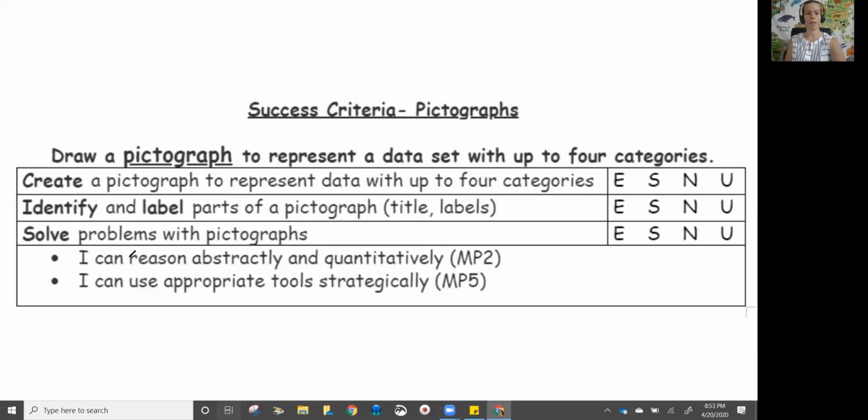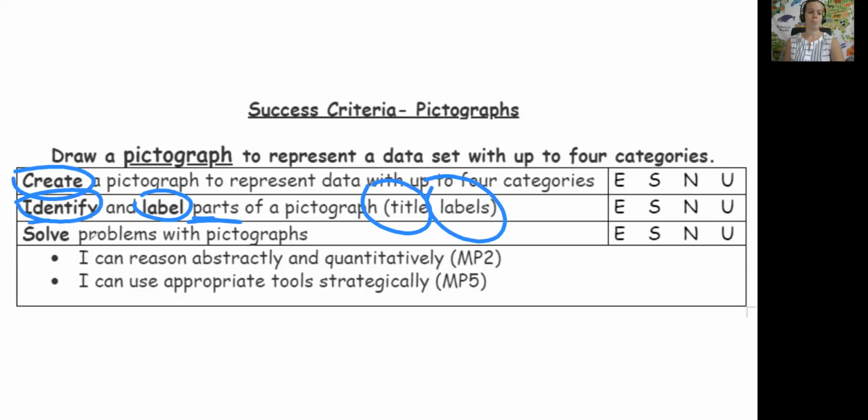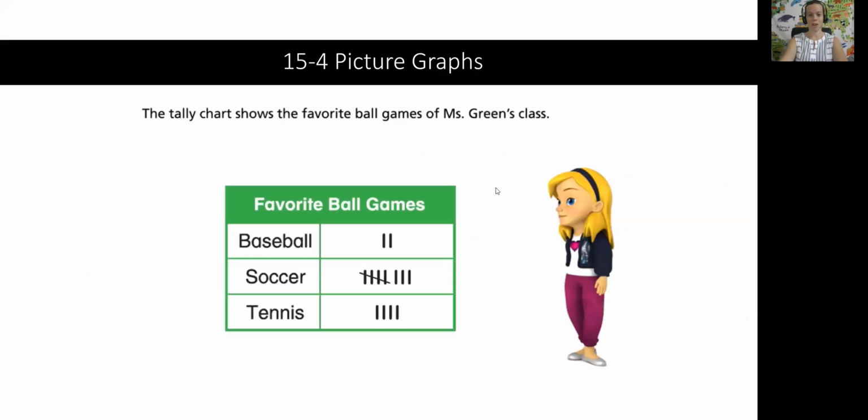All right, so we're going to create them. You're going to be able to draw it out and create it. You're going to identify and label the parts. So you have to be able to write the title or the labels. You'll see that. And solve problems with them. Ooh, what happened here? There we go. And then solve problems with pictographs. All right? So pretty simple. We're just going to label them, be able to read them, make them, and solve problems.